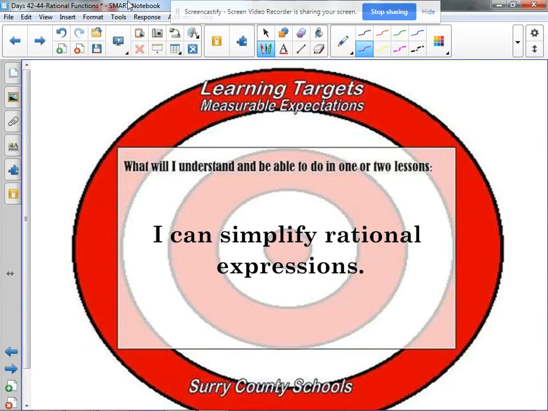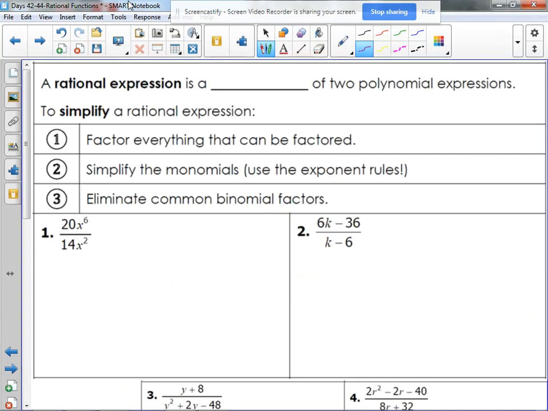Okay, so we're starting with simplifying rational expressions, and the reason why we do this unit right after the polynomial unit is because we're going to factor to be able to simplify these rational expressions. So let's start with filling in that blank there at the top. It says a rational expression is a ratio of two polynomial functions or expressions. That's where this word comes from. Ratio is in the word. That's where rational expression comes from. Ratio is another way to say fraction.